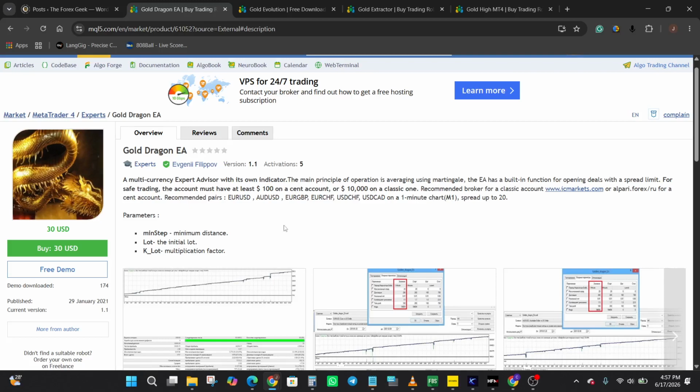Another feature mentioned by the developer is a built-in spread filter. According to the description, the EA includes a function that limits trade entries based on spread conditions. This can be useful because spread expansion is often more common during volatile or low liquidity periods.